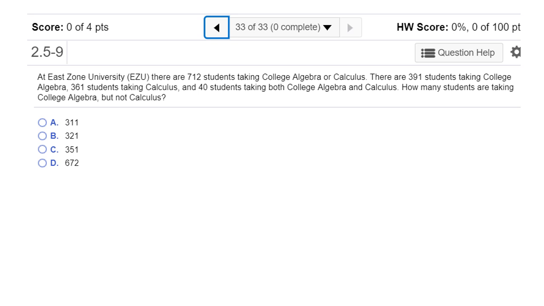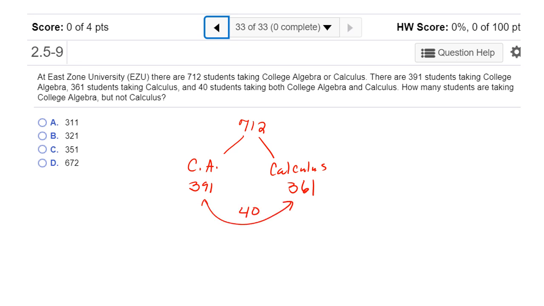It says at this particular university there are 712 students who are taking college algebra or calculus. There are 391 students taking the college algebra. So the college algebra is 391. There are 361 students taking calculus. Now, 40 of these students overlap. 40 students are taking both college algebra and calculus.